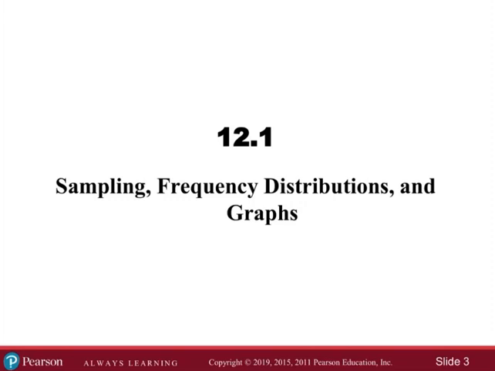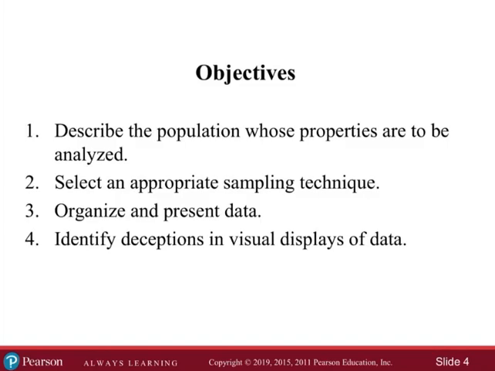Okay. So again, with 12.1, we're moving into statistics. We have section 12.1, sampling, frequency distributions and graphs. A few objectives here. One, describe the population whose properties are to be analyzed. Two, select an appropriate sampling technique. Three, organize and present data. Four, identify deceptions in visual displays of data.